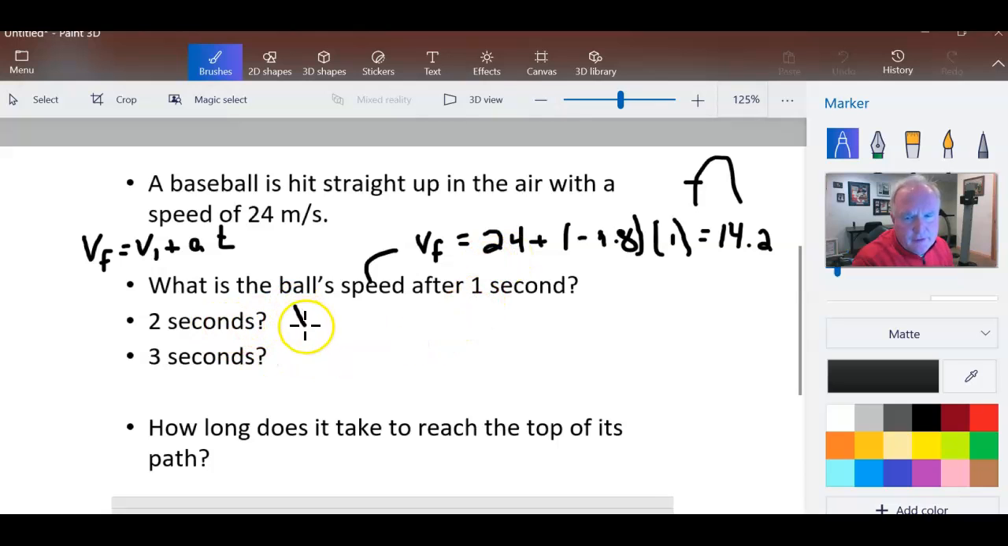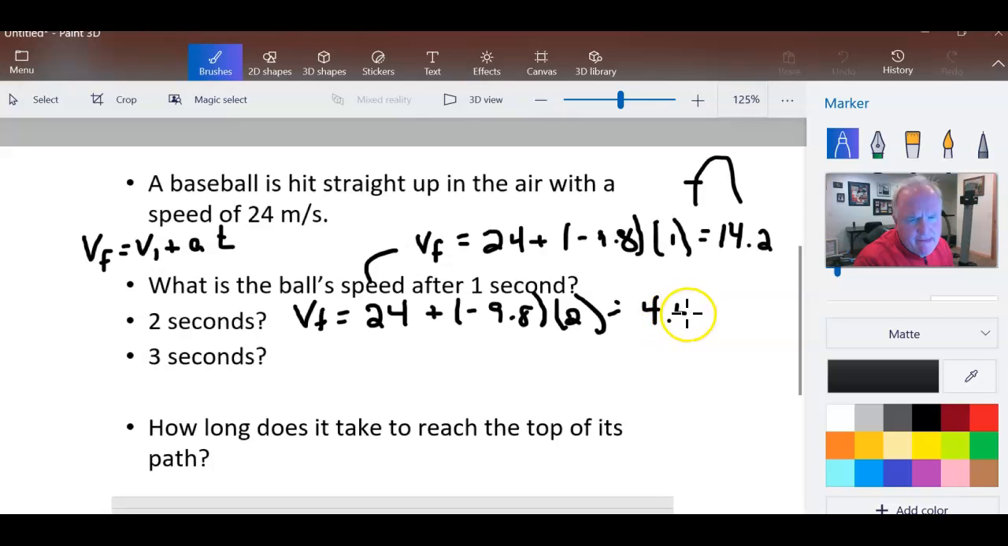What about after 2 seconds? Well, we don't just plug it into our equation. We write down VF equals VI plus AT. Remember that it's thrown up at 24, so that's a positive number, plus a negative 9.8, this time times 2. Do this math, we'll put that into our calculator, and we're going to get a number like, I'm going to guess 4.4. Okay, still positive, but much slower. It must be somewhere over here.